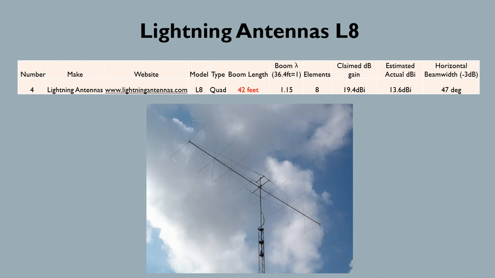All right, number 4 on the list is the Lightning antennas L8. And it's a quad. Actually, all Lightning antennas are quad antennas. So the boom length on this one's 42 feet and has around 13.6 dBi.